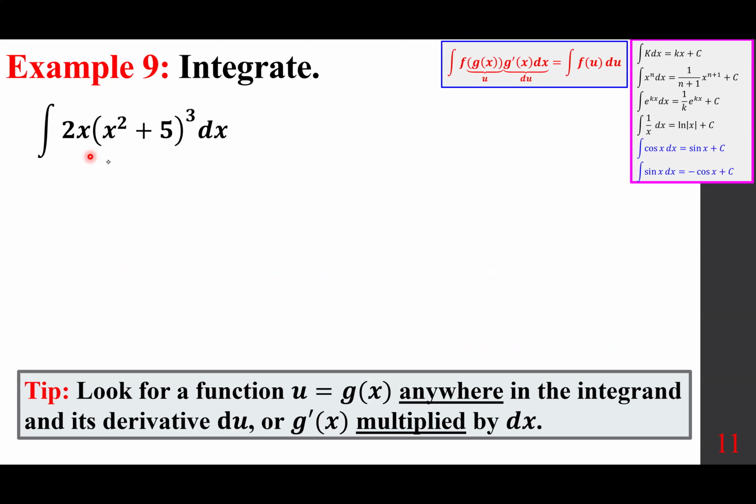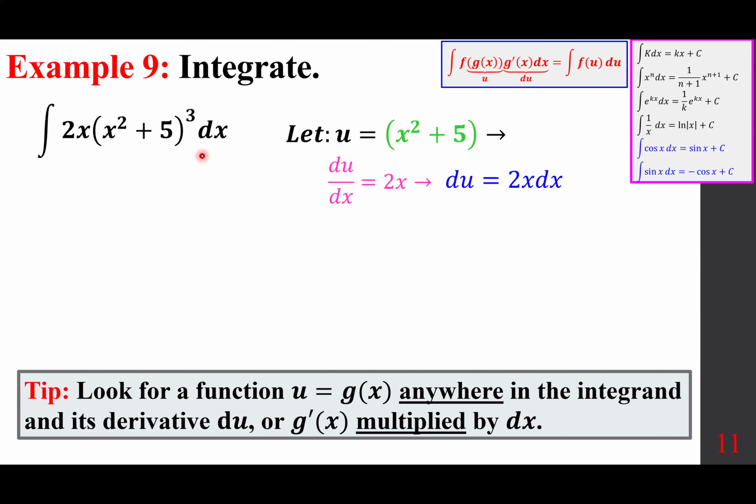The integral of 2x times x squared plus 5 quantity cubed, we are going to use the substitution method. The tip is look for a function u equals g of x anywhere in the integrand, and its derivative du or g prime of x multiplied by dx. When you have polynomial functions, the more complicated one, in this case x squared plus 5, is the choice of u. Notice its derivative, du dx is 2x, which makes du equal to 2x dx.